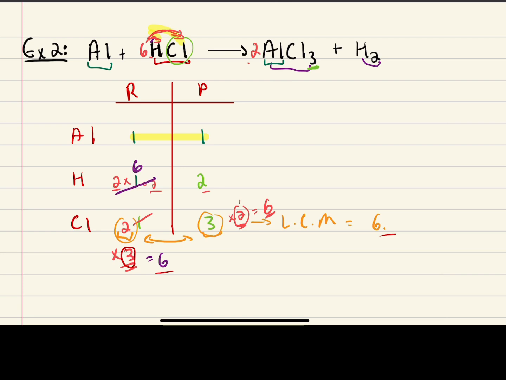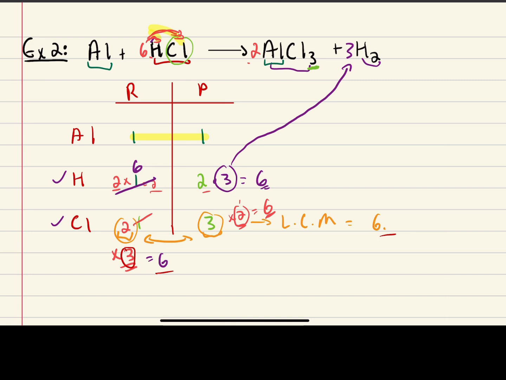And I'm going to think about the fact that while my chlorines are balanced, my hydrogens are not, but I can multiply this one now by 3 in order to get it to equal 6. And so that multiplier, remember, not the multiple, but the multiplier, is going to go as a coefficient over here. And then now finally, my chlorines and my hydrogens are balanced. They're all 6.